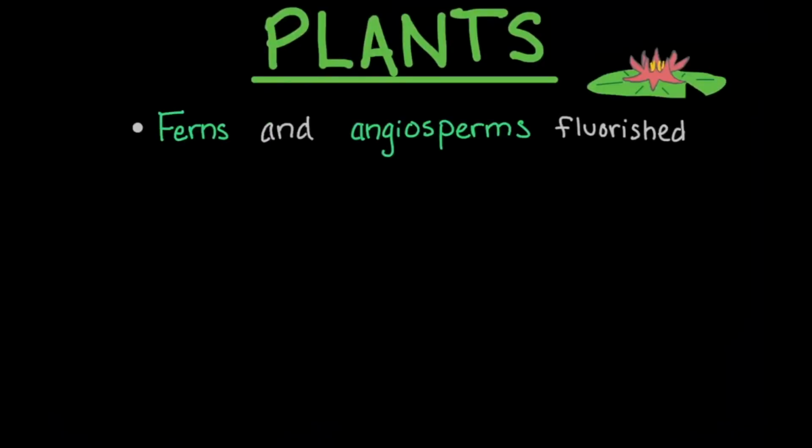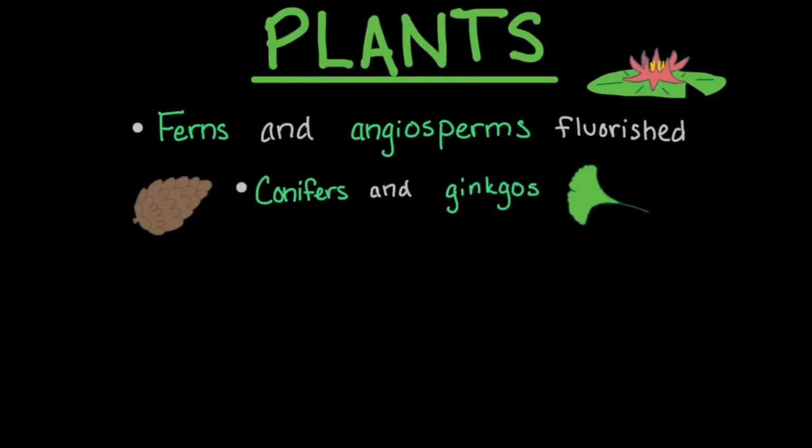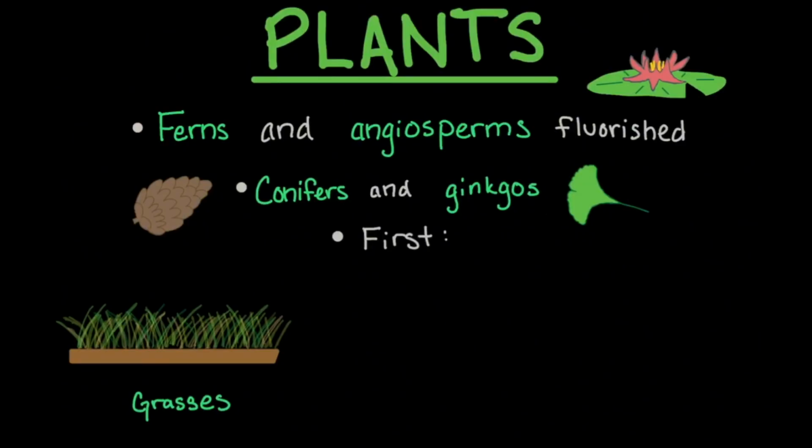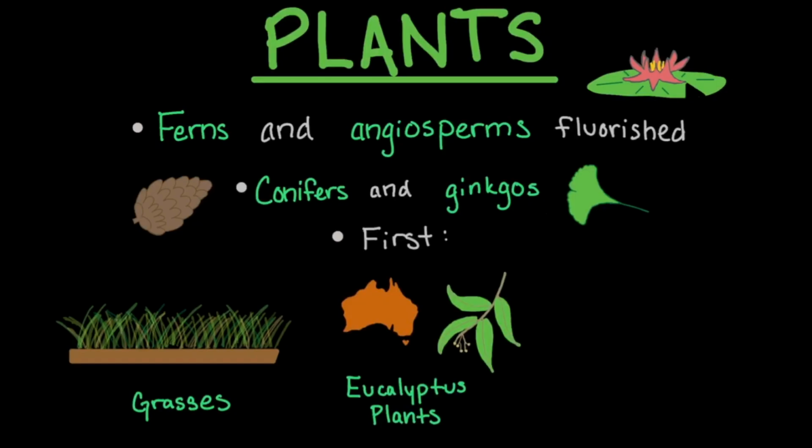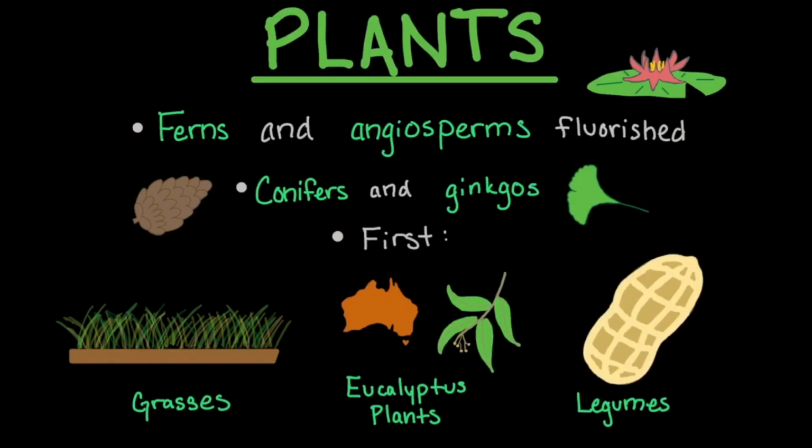Ferns and angiosperms continued to flourish. Conifers and ginkgos did especially well in cooling climates. However, ginkgo diversity began to decline after the Cretaceous extinction event. The first grass species appeared at the beginning of the period. Grassland ecosystems flourished by the end. The first eucalyptus plants appeared in Australia. Legumes also evolved. This is a group that would later include peanuts.